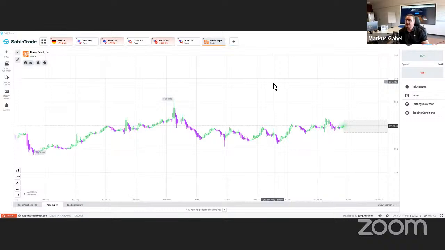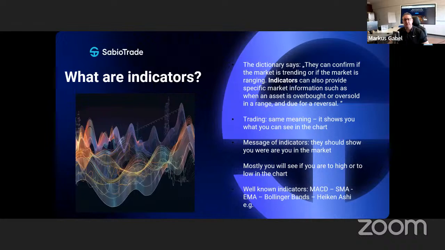So let's see what is an indicator. If we look at the dictionary, it says an indicator can confirm if the market is trending or if the market is ranging, a kind of sideways phase. Indicators can also provide specific market information, such as when an asset is overbought or oversold in a range and due for a reversal.